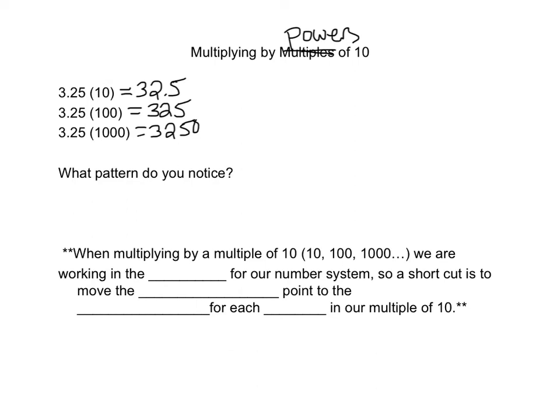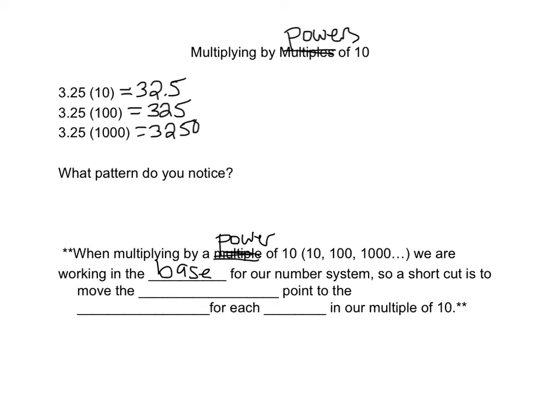Hopefully when you're looking, you notice that when you're multiplying by a power of 10, so 10, 100, 1000, 10,000, we are actually working in the base for our number system, meaning that every time we come to a group of 10, we can regroup. So think about your base 10 blocks, that's why they're called that. If you had 10 unit cubes, you could regroup it into a stick. The sticks can be regrouped into the hundreds block because that's our base 10. Every time we have 10 of something, we regroup.